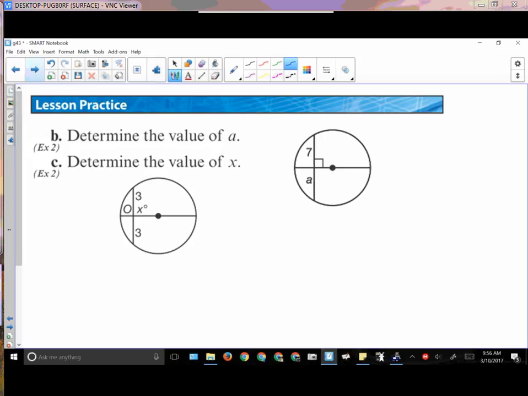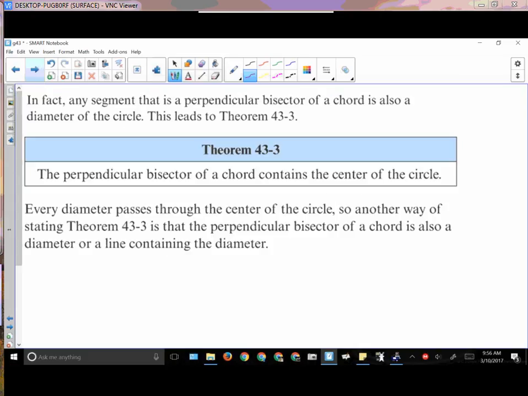So let's go, Hayden. What would be the value of A? And let's see, Tessa, what would be the degree measure for X? Good. So I'm going to give you another moment here, and I want you to put this theorem in.